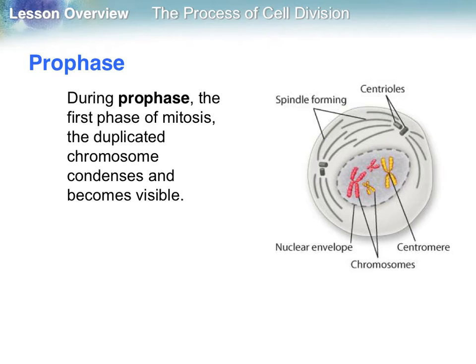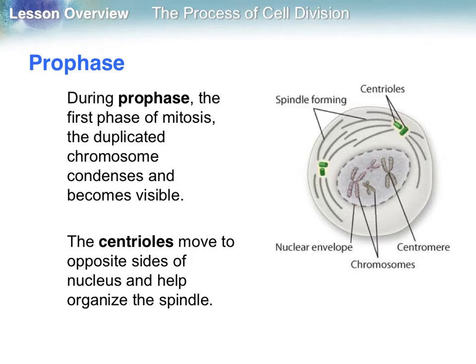Now we're going to go through and talk about each of the phases of mitosis a little more in detail, and we'll have pictures to show you what's happening. The first one that we'll talk about is prophase, where the first thing that happens is the duplicated chromosomes here in the center coil up, condense, and become visible.